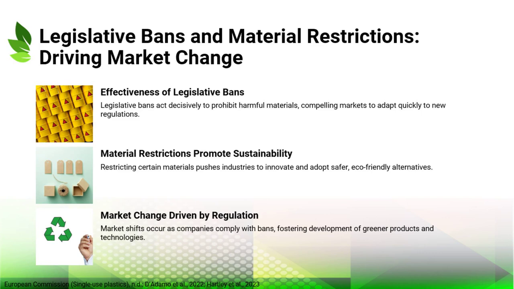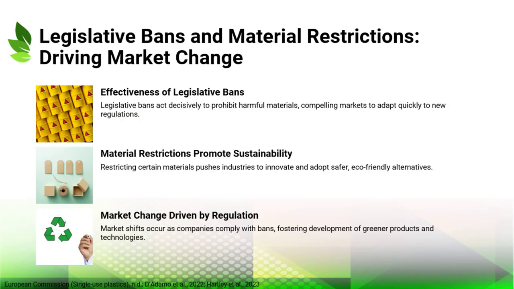Legislative bans and material restrictions are powerful tools for driving market change in the circular economy. By prohibiting the use of certain harmful materials or products, governments compel industries to innovate and adopt safer, more sustainable alternatives. These bans act decisively, forcing rapid adaptation and fostering the development of greener products and technologies.